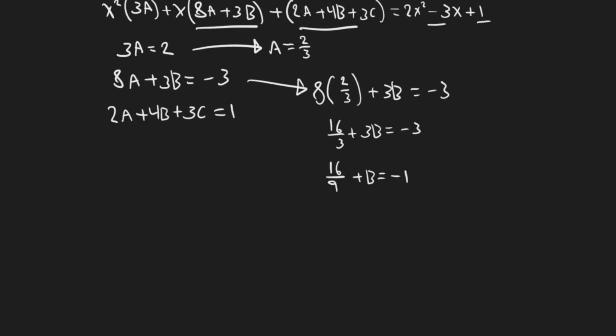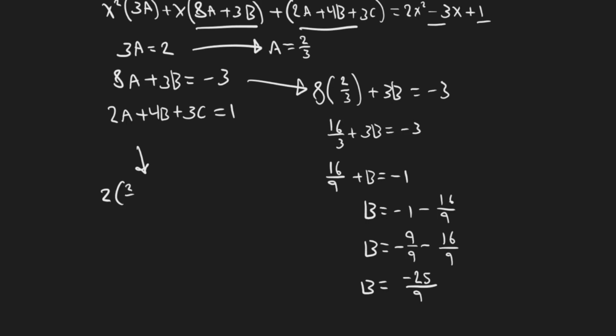Okay, so then let's just subtract the 16 over 9 to the right side, and we're left with b equals negative 1 minus 16 over 9. And so to get this in a form where we can actually subtract this, I'll just rewrite the negative 1 as negative 9 over 9 minus 16 over 9. And so they have the same base. All right, so negative 9 minus 16, that's going to give us a negative 25 on top. And then this is still over 9. Okay, so we found b as well. And now all we need to do is solve for c, and we can do that with the third equation. So 2 times a we found to be 2/3.